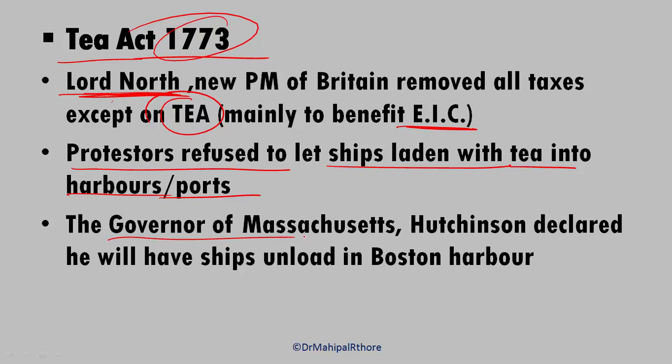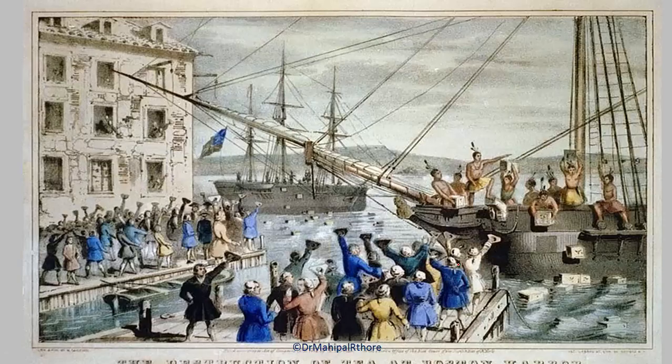Now the governor of Massachusetts, which was one of the colonies, his name was Hutchinson. He declared that he will have the ships unloaded in Boston Harbor. He was like, no, this is all wrong. Whichever ships are coming from East India Company, I will ensure that they are safely unloaded in Boston Harbor, in my city.